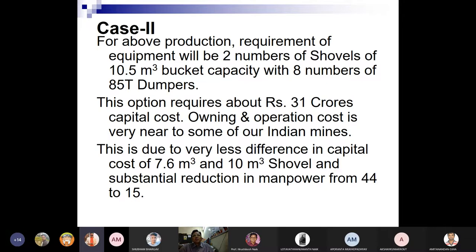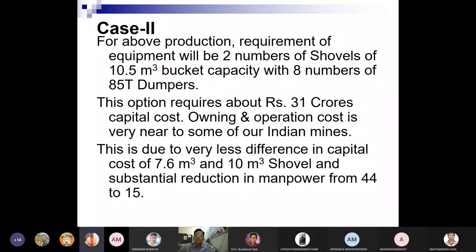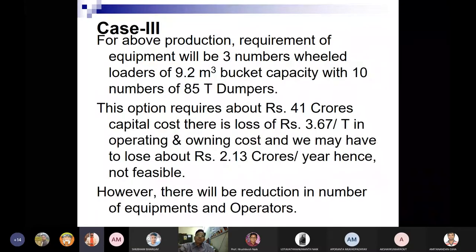Case 2: for the above production, the requirement of equipment will be 2 shovels of 10.5 cubic meter bucket capacity with 8 numbers of 85 ton dumpers. This option requires about 31 crores of capital cost. Running and operating cost is very near to some of our Indian mines. This is due to very little difference in capital cost between the 7.6 and 10 cubic meter shovels, and substantial reduction in manpower from 44 to 50.